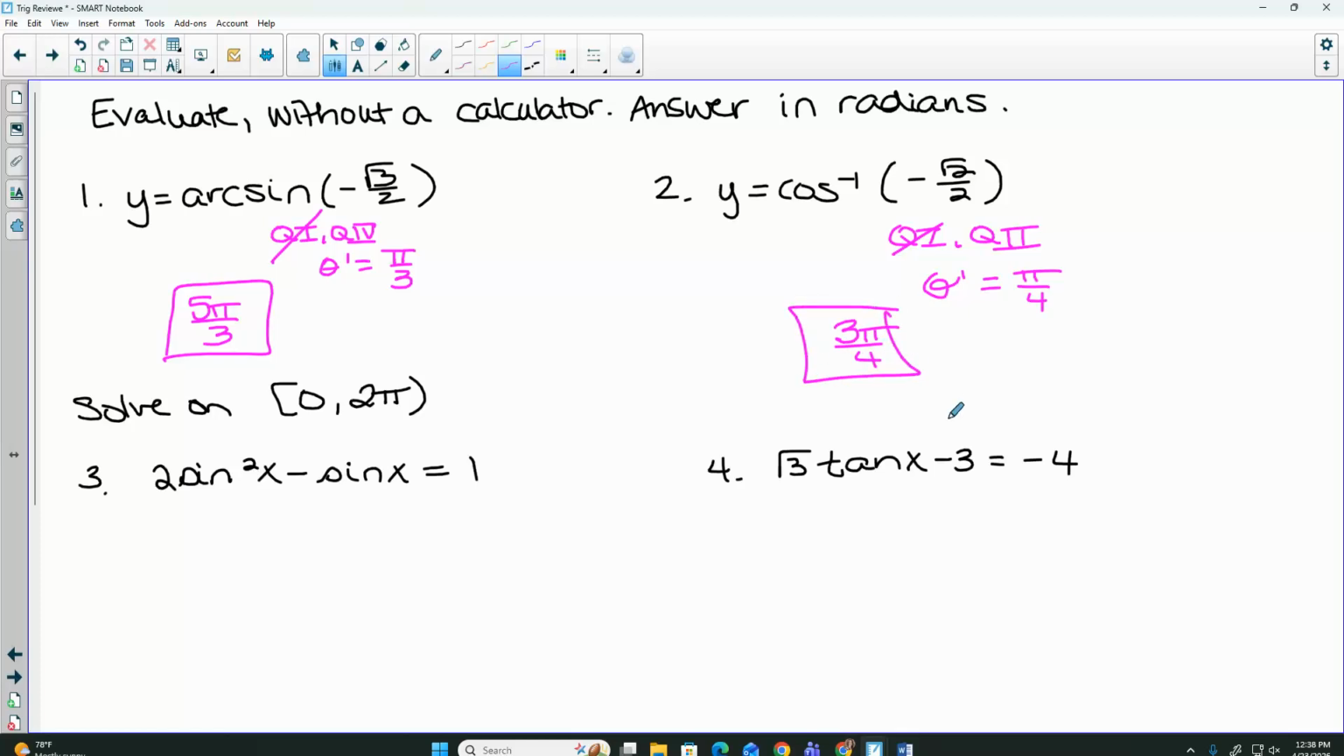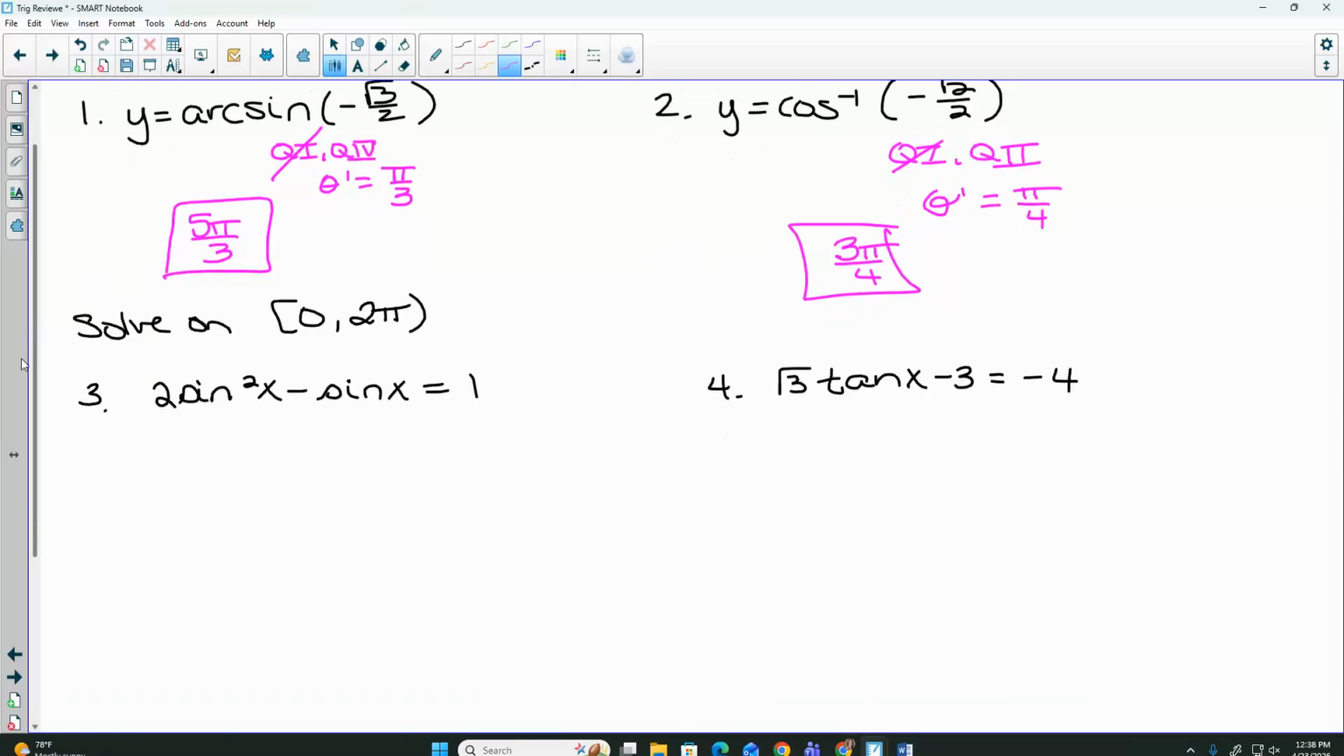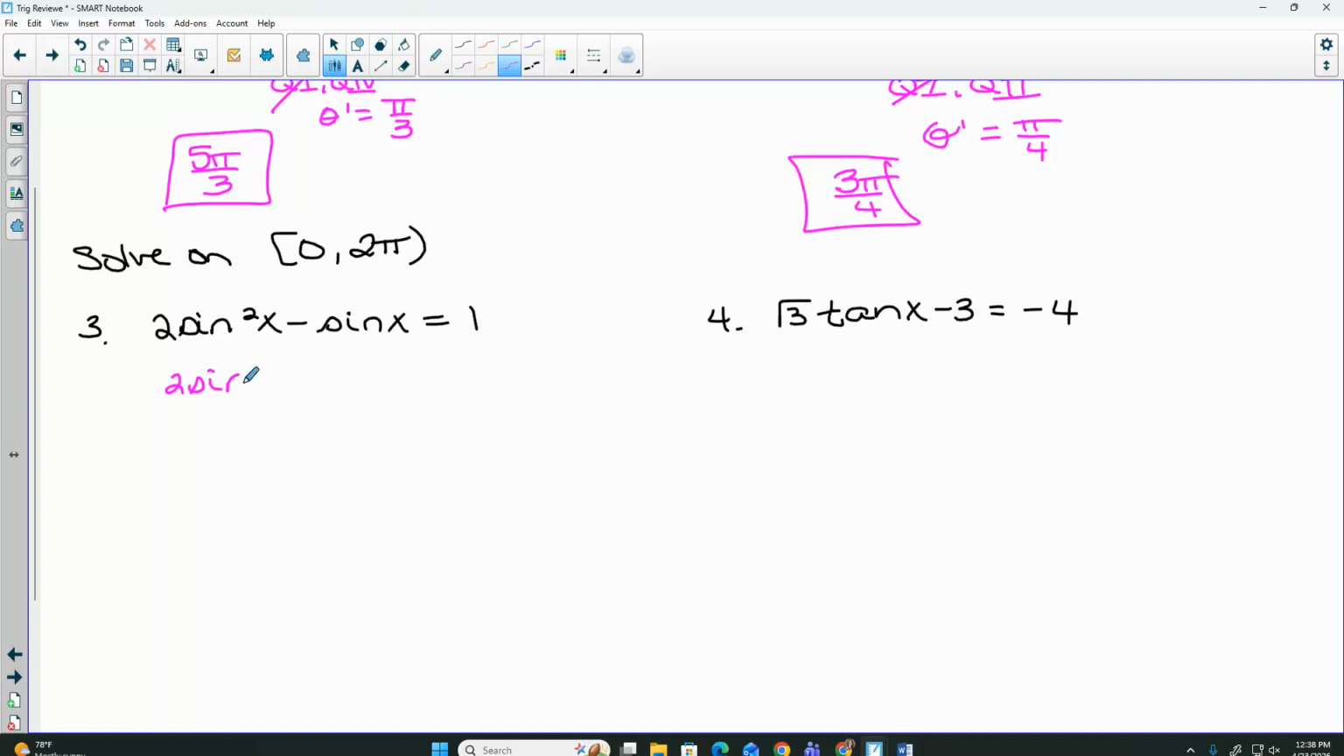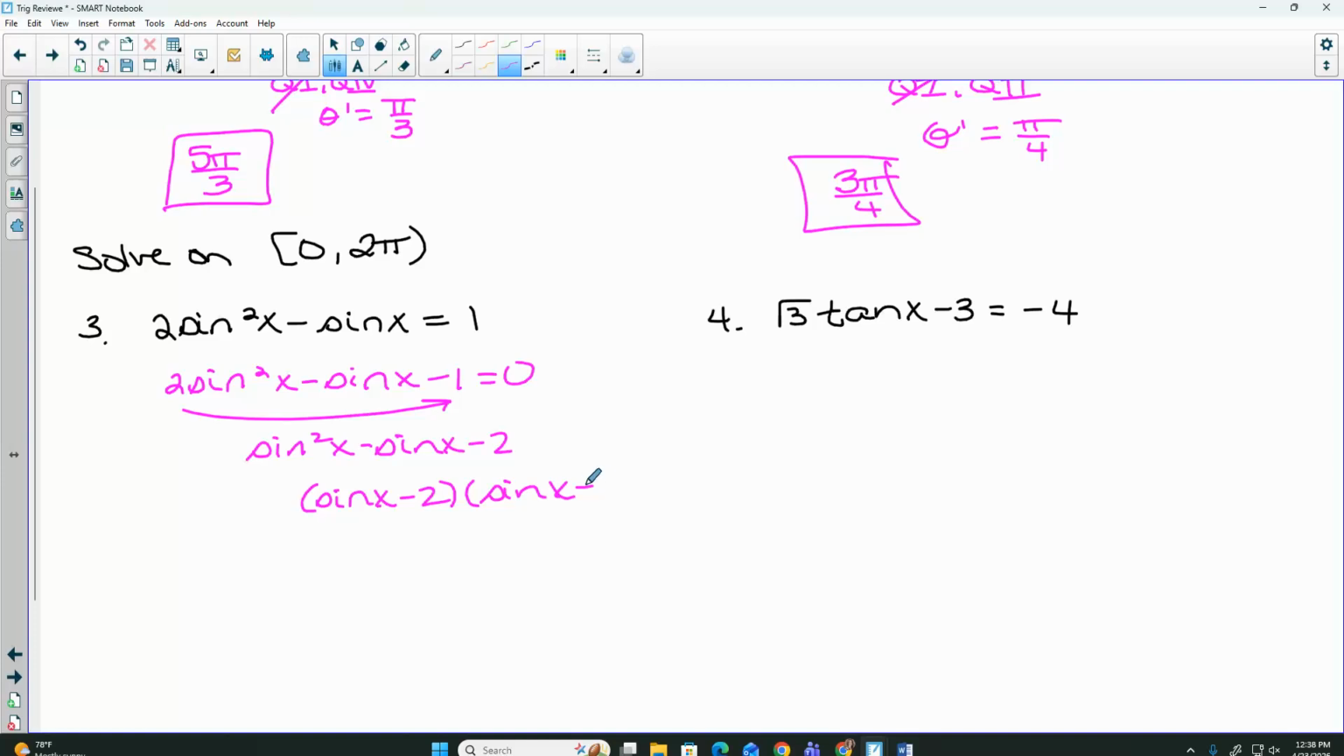So it's only when the original problem has an inverse that we are limited to one answer. So the next ones we're solving equations, I'm looking for every time these things are true. How would you solve number 3? Okay, so nothing slips inside. So factoring, sine x minus 2, plus 1. What do we have to do now? Add the 2 back. So we get sine x can equal 1 or negative 1/2.